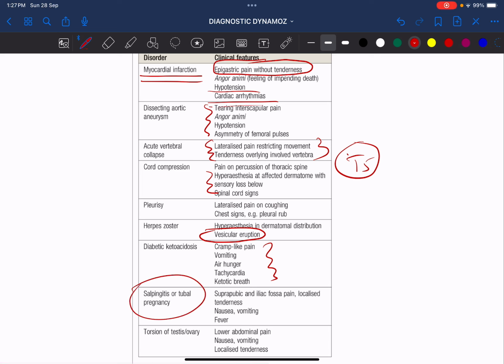And of course, tubal pregnancy, mainly suprapubic pain associated with nausea, vomiting, fever. Again torsion of testis or ovary, because all these are lower abdominal pain, especially a female of reproductive age group coming with lower abdominal pain with localized tenderness, nausea, vomiting. The first thing we always do is UPT, the urine pregnancy test, and we will rule out pregnancy, because it may be an ectopic pregnancy, or it may be a torsion ovary or a torsion testis. All these have lower abdominal pain associated with fever, localized tenderness, nausea and vomiting.